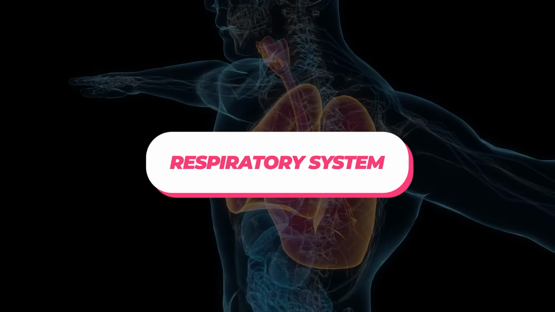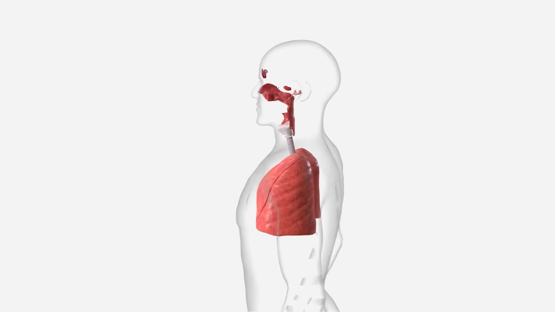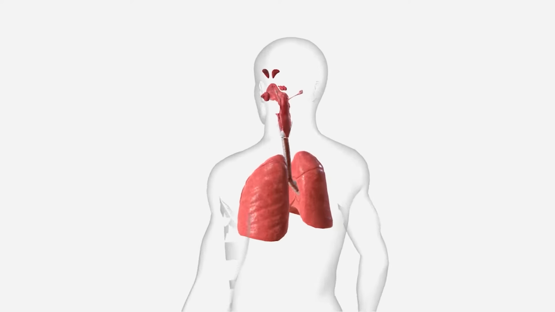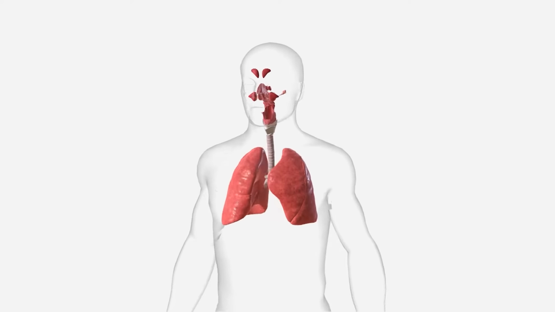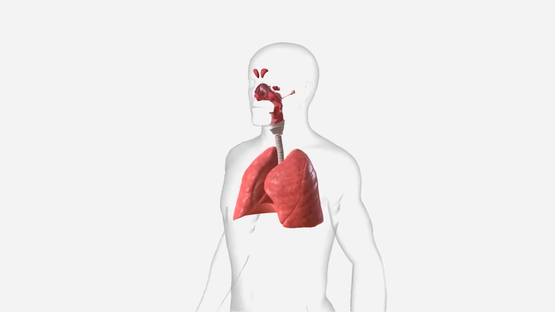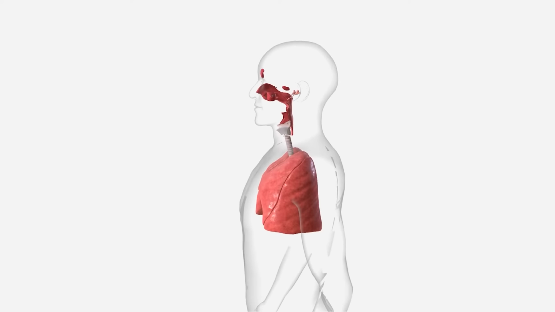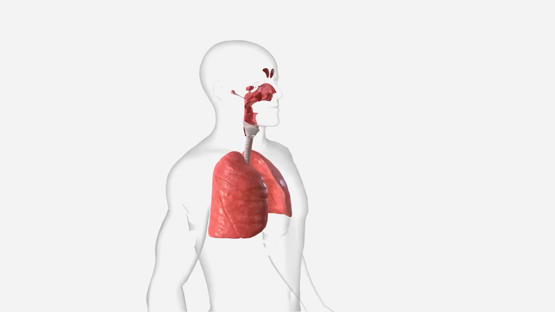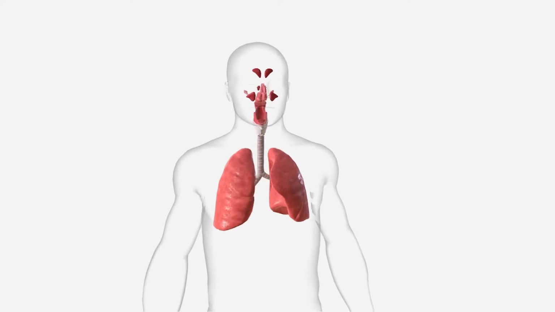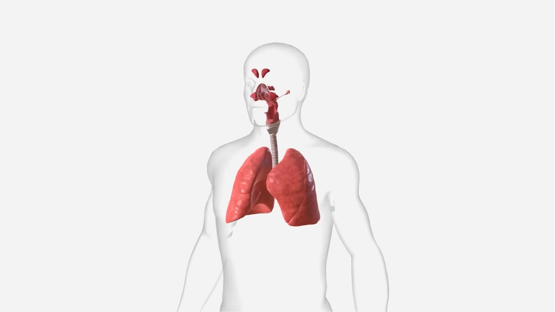Number 5. The respiratory system. The respiratory system is the body system that is responsible for the exchange of oxygen and carbon dioxide between the body and the environment. It consists of the lungs, trachea, and other structures. The lungs are the primary organs of the respiratory system. They are located in the chest and are responsible for the exchange of oxygen and carbon dioxide. The trachea, also known as the windpipe, is a tube-like structure that runs from the back of the throat to the lungs. It is lined with tiny hairs called cilia, which help to filter out debris from the air.